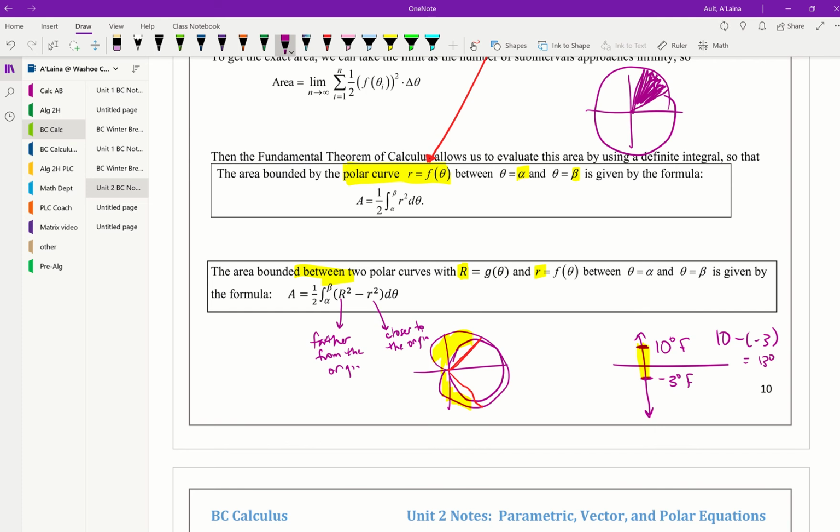Here's another way to think of it. If I had the entire area of the big polar curve, in this case the cardioid, remember I had wanted the area between. That's too big. If I look at the area that was bounded by the circle, that's too small, and that's actually the wrong area. I want maybe this yellow area.